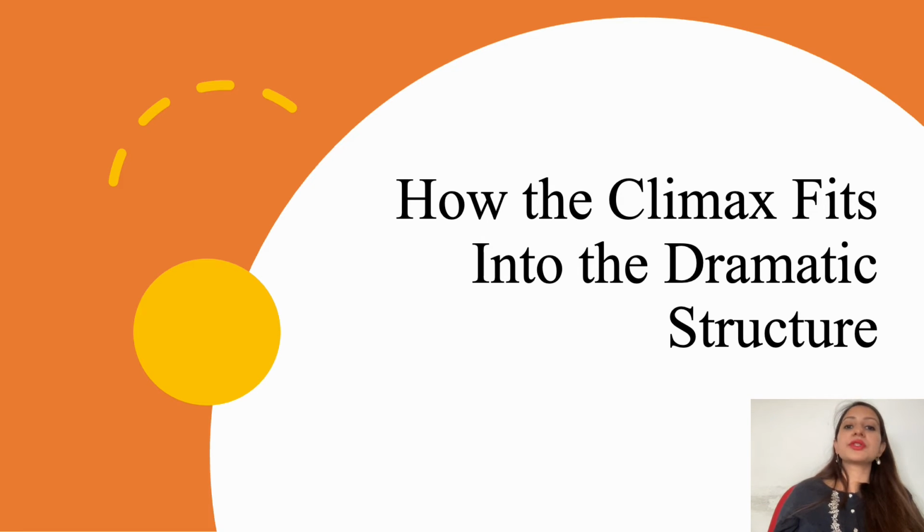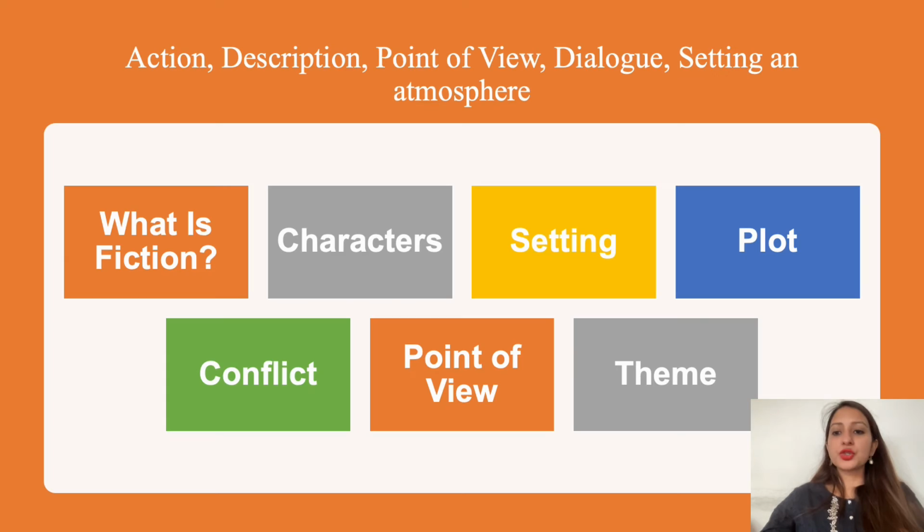And if your climax is not working, then try to find out what is the cause rather than pushing the climax towards the end and stretching it so much that the climax of your plot has finally lost its own value. So moving on, we'll move to subunit 2.2. In subunit 2.2, we are going to discuss the action, the description, the point of view, the dialogue, the setting and the atmosphere that is required in a storyline.